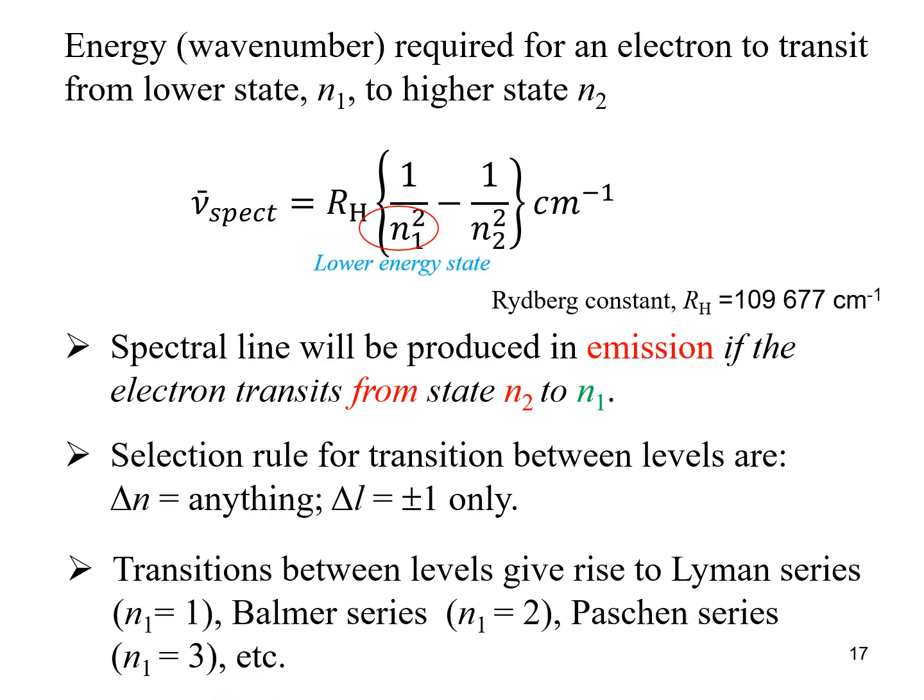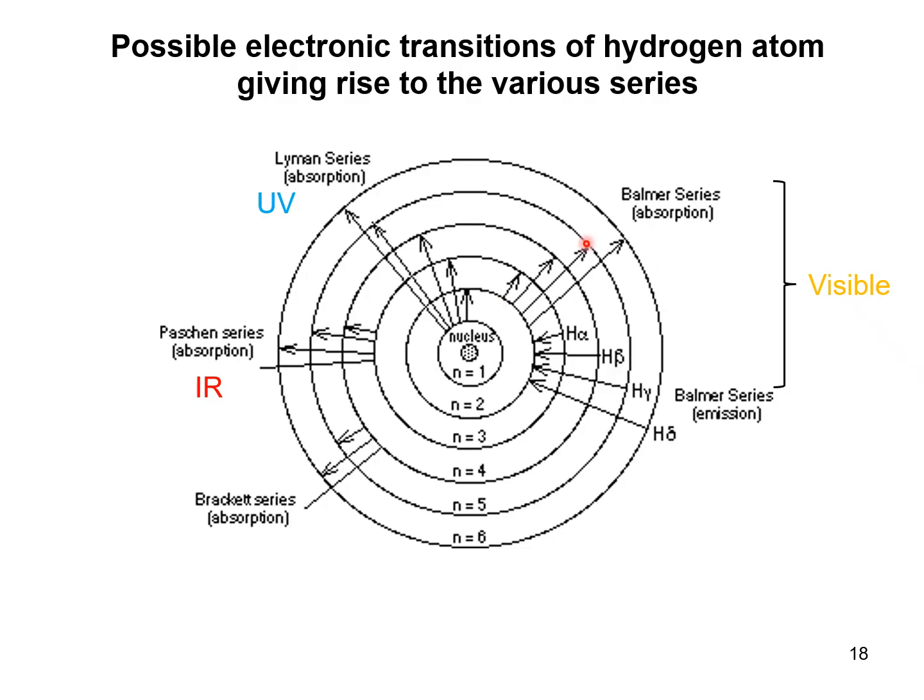and the Paschen series will involve the transitions of n equals 3. This figure shows the possible electronic transitions of the hydrogen atom, which give rise to the various series in the spectrum. If those transitions involve n equals 1 to any of the n, then they will need to absorb the amount of energy in the radiations of the UV region.